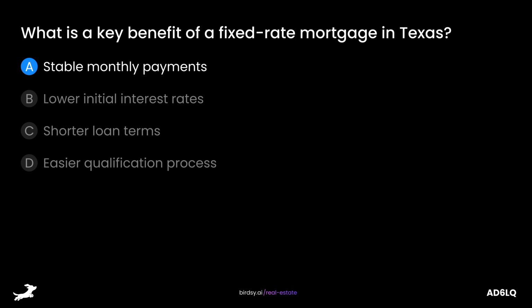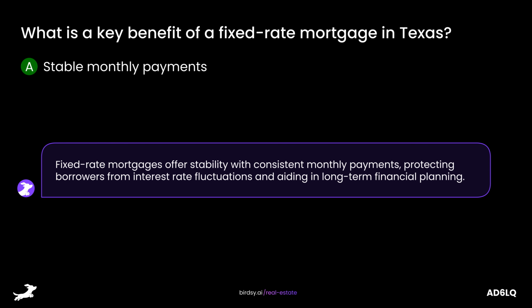Is it A, stable monthly payments, B, lower initial interest rates, C, shorter loan terms, or D, easier qualification process? The answer is A, stable monthly payments. Fixed-rate mortgages offer stability with consistent monthly payments, protecting borrowers from interest rate fluctuations and aiding in long-term financial planning.